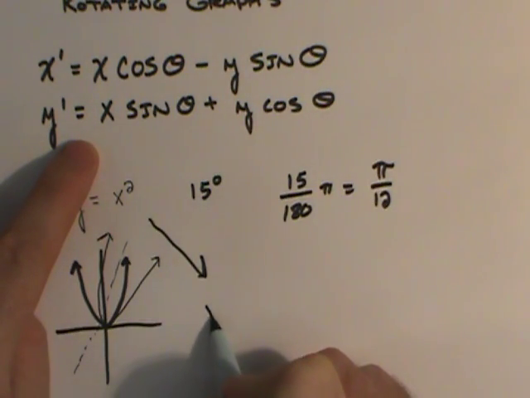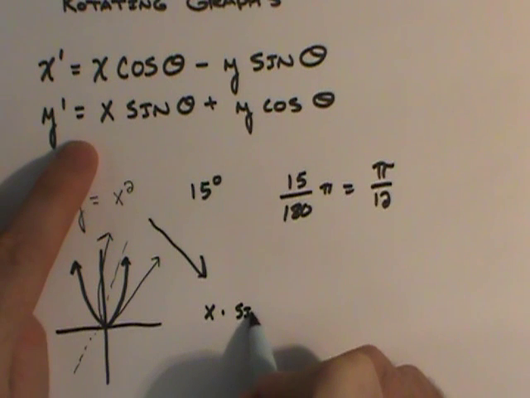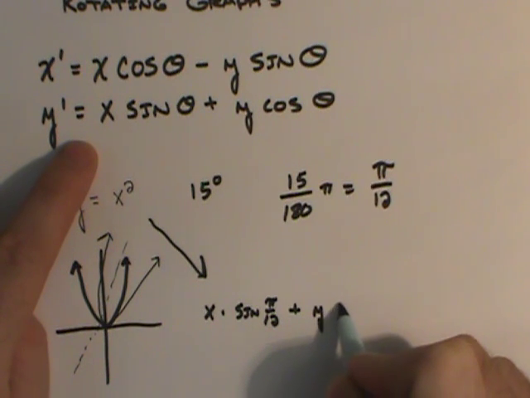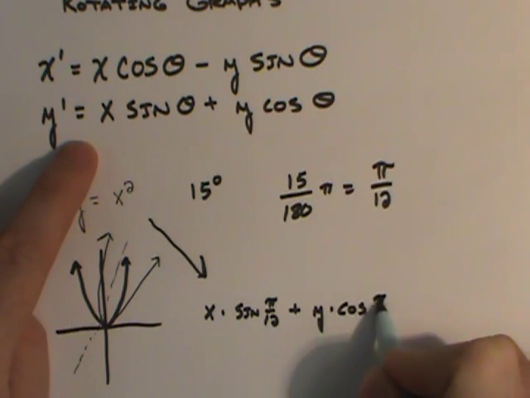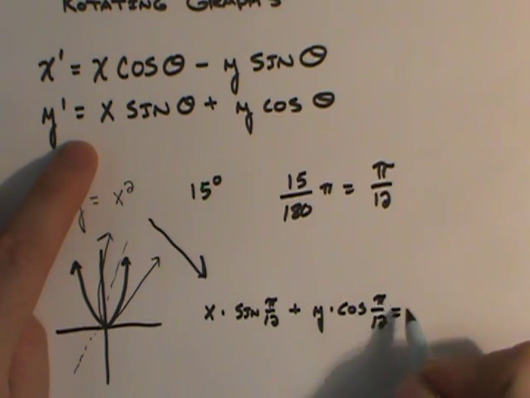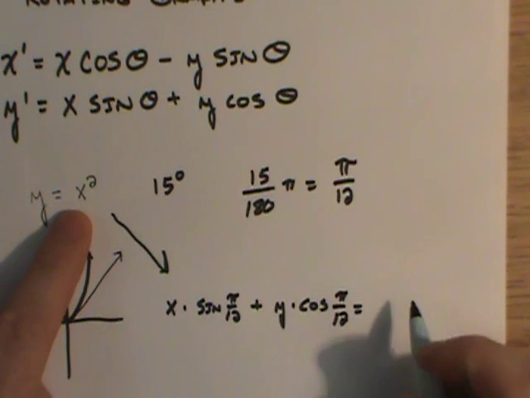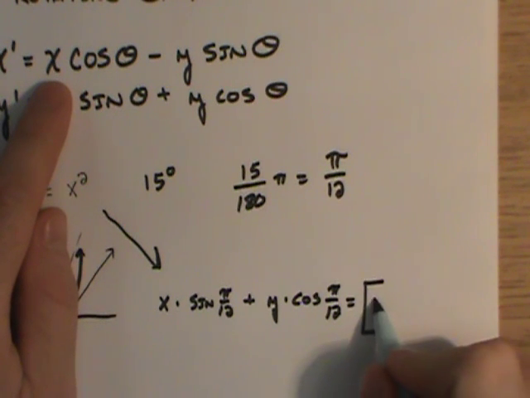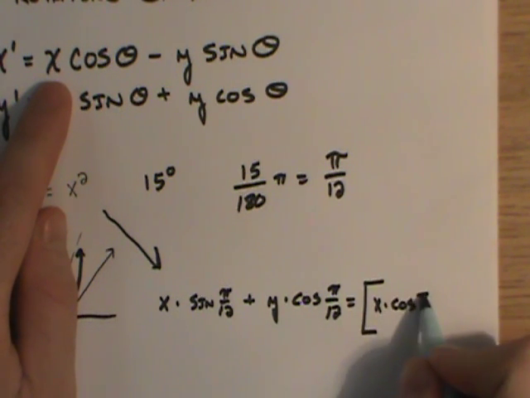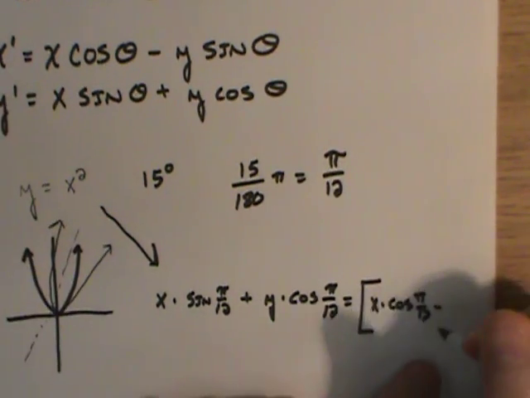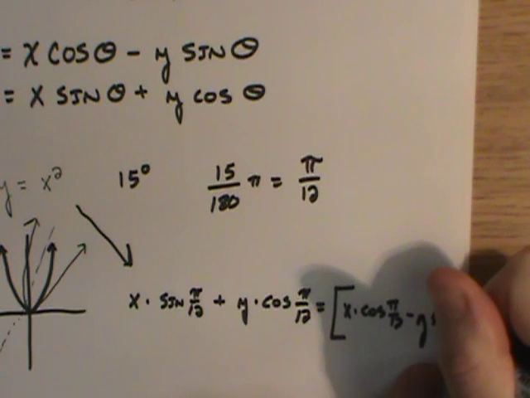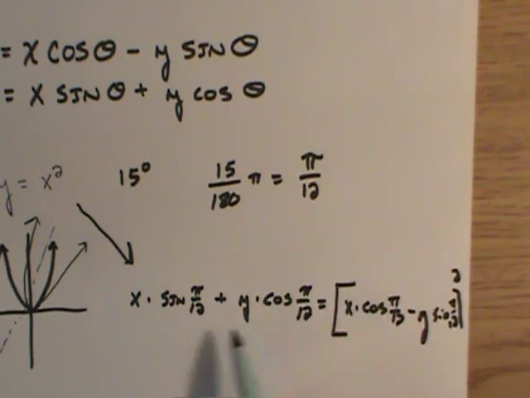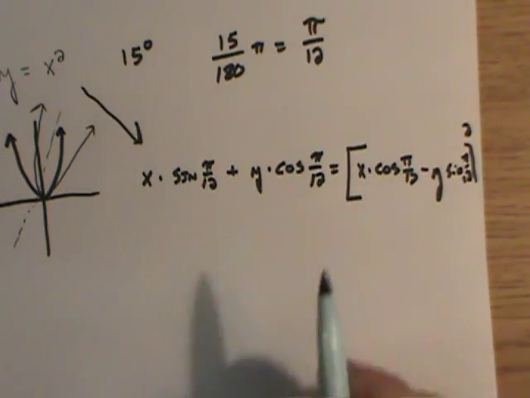And so in order to do this, to make this reflect here, what I would do is say x times sine of pi over 12 plus y times cosine pi over 12 equal, now because I have a square here, I'm going to need some parentheses. So I put a parenthesis here, and I'm just replacing that x with all this stuff here. So it would be x times cosine pi over 12 minus y times sine of pi over 12 quantity squared. I know I wrote that kind of crunched together there, but you get the concept.